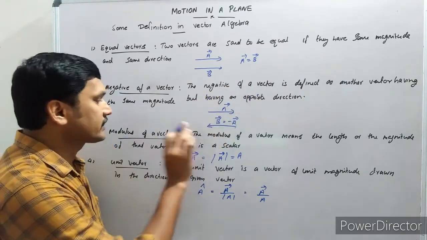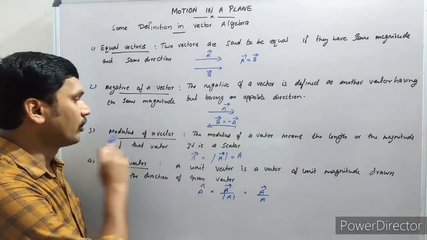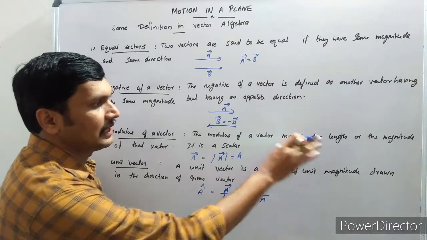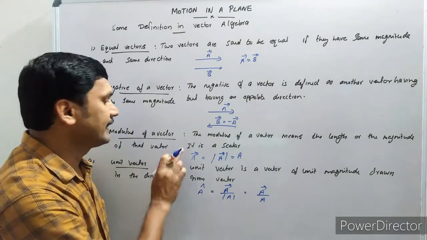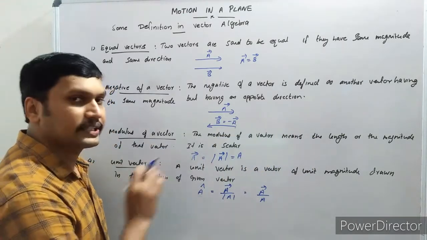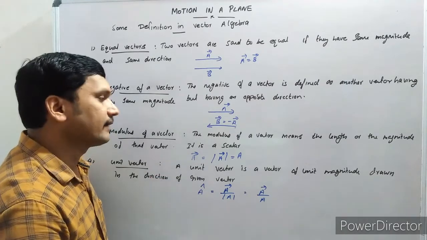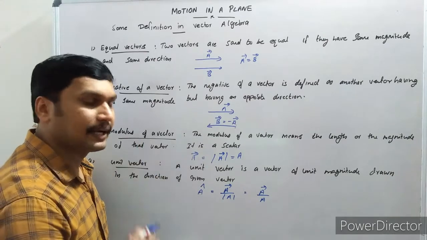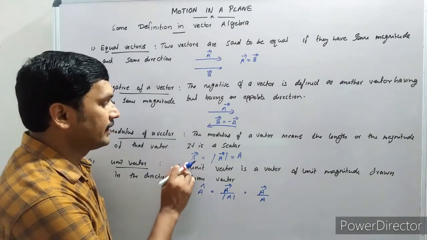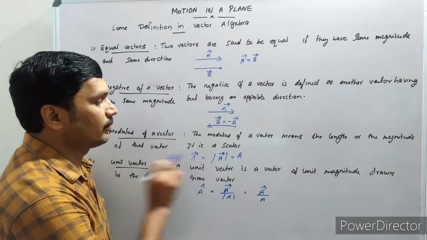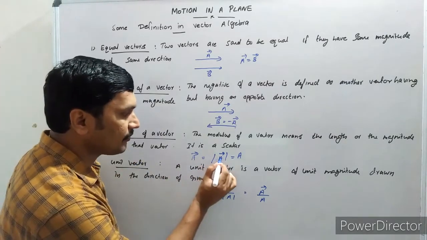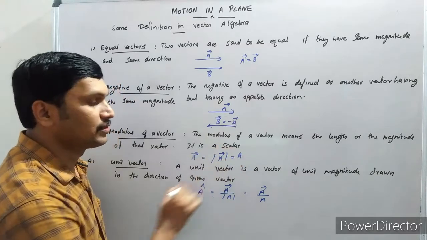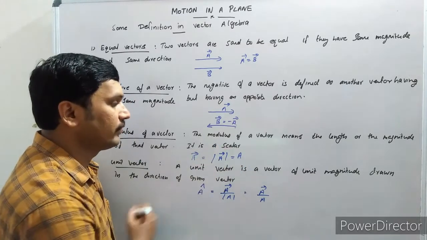Now modulus of a vector. Third definition, modulus of a vector. The modulus of a vector means the length or magnitude of that vector. And it is a scalar because there is no direction, only the magnitude. It's a scalar quantity. The magnitude of vector A is denoted in this way, within two parallel lines, and read it as magnitude of A, magnitude of vector A.